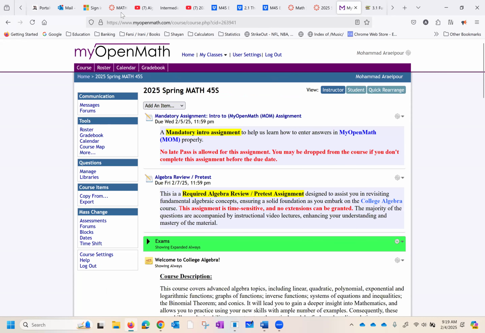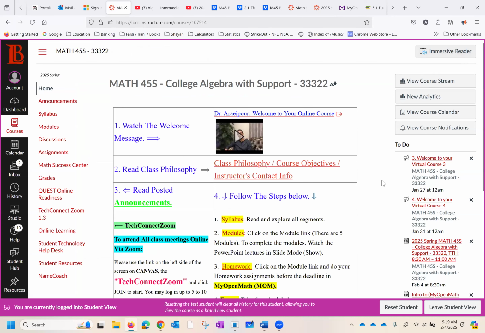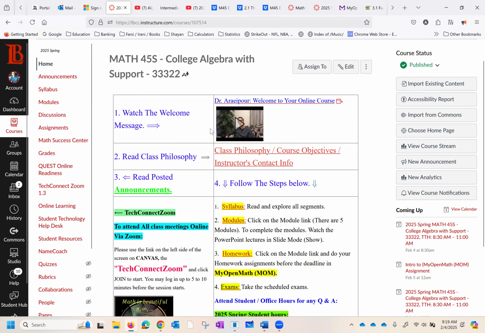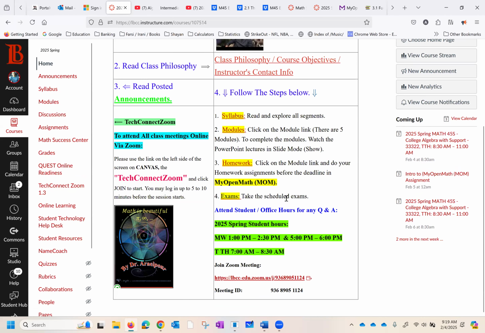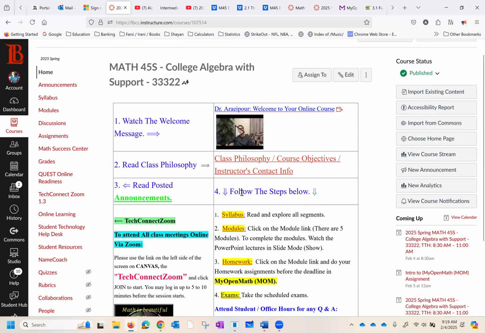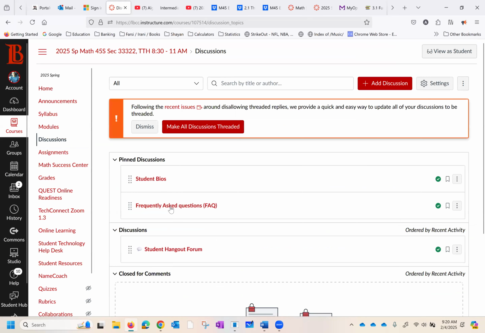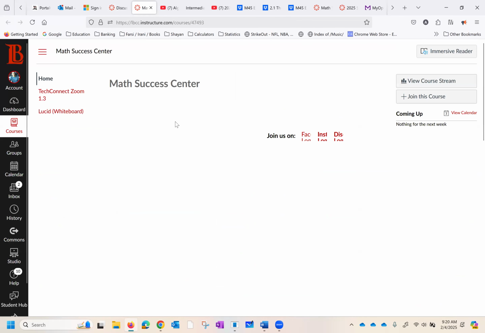So a quick recap of what we did. Let me leave the student mode here. We looked at the homepage that has a welcoming message, class philosophy, announcements. We looked at the syllabus, and in order to get to the class, right here, we have to look at Tech Connect, Zoom, and Join, which is different than the office hours at the bottom of this page, two different things. And under the discussion forum, we have student bios and frequently asked questions. Under the Math Success Center, we have the information for the tutoring lab.